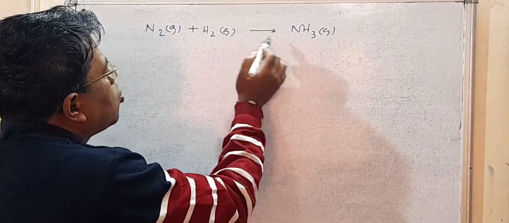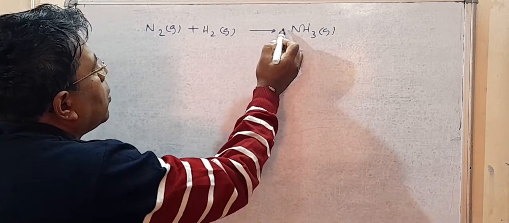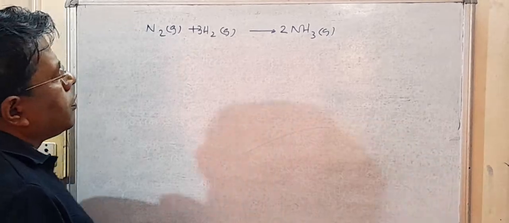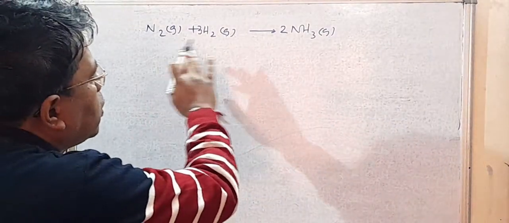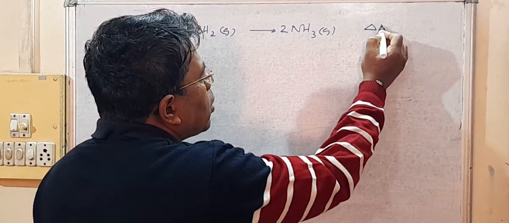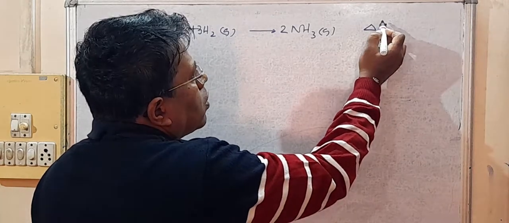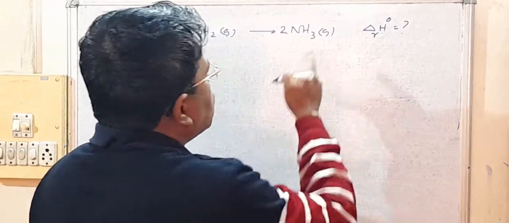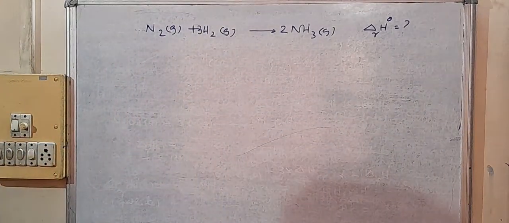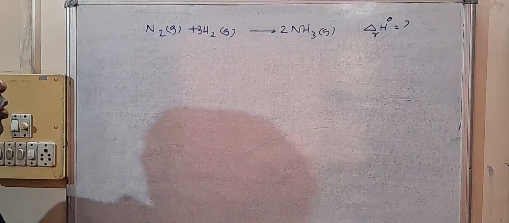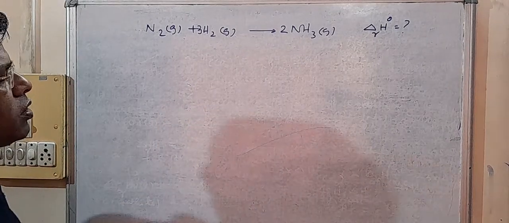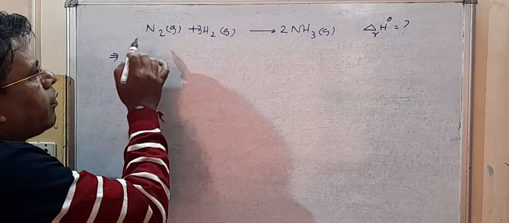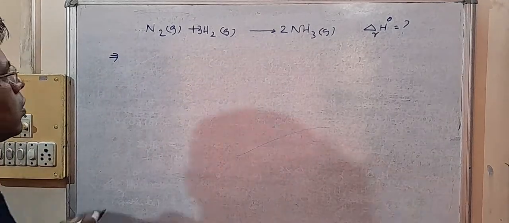Suppose in the question it will be given in the balanced form. So 2 and here 3. So for this reaction you are asked to calculate the standard enthalpy of reaction. This you are asked to find. What are given to you? You will be given bond energy values. Which bond energy values do we require?